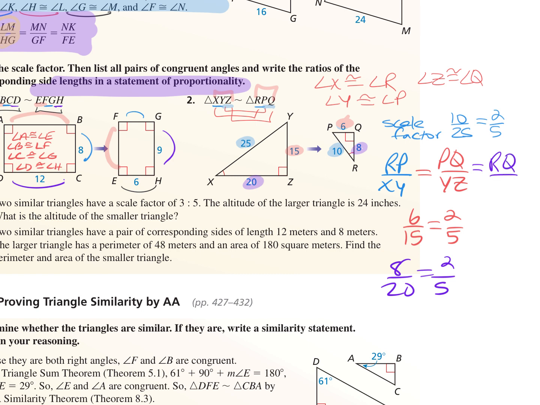And again, the order here doesn't matter. If you would have preferred to write the purple fraction first, and then the blue, and then the red, it doesn't matter. So again, this is the statement of proportionality. This is your scale factor.